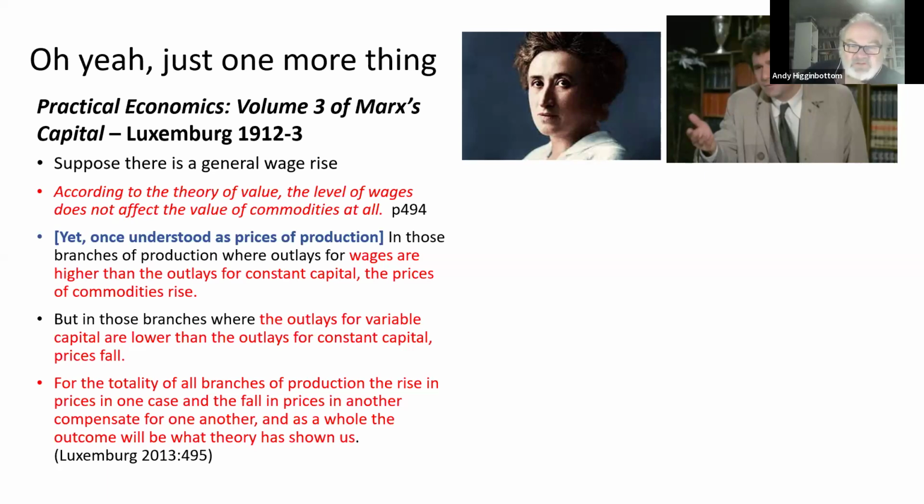And in this chapter, Marx discusses, and Luxemburg is explaining this, what happens if there's a general rise in wages. There's a differential effect on those industries or sectors which have a high number of workers for the capital invested, compared to the capital intensive industries. And if wages rise, then those branches where the outlays for variable capital are lower than the outlays for constant capital, prices will fall. Okay.